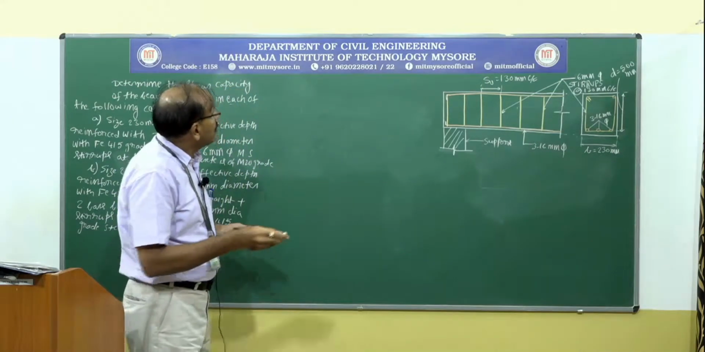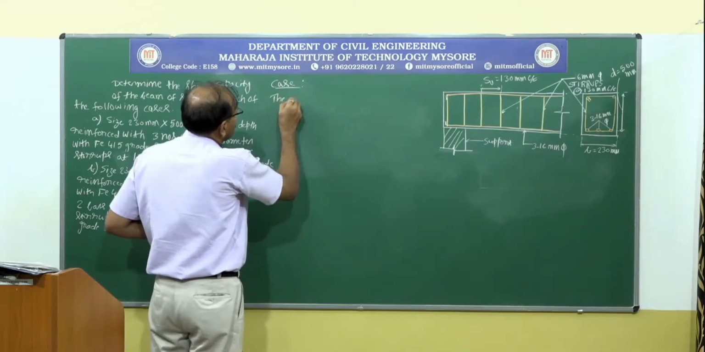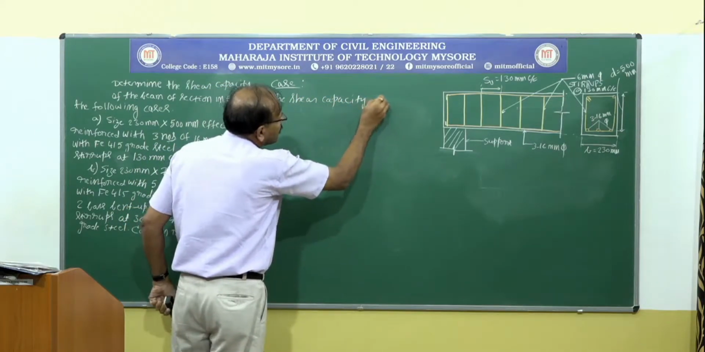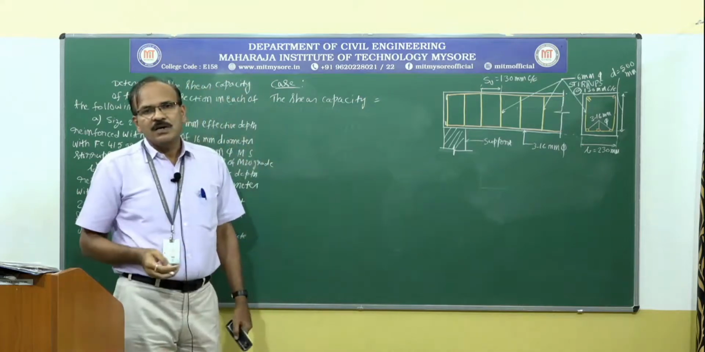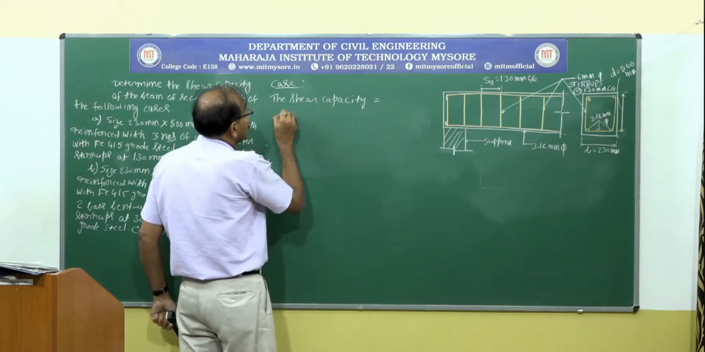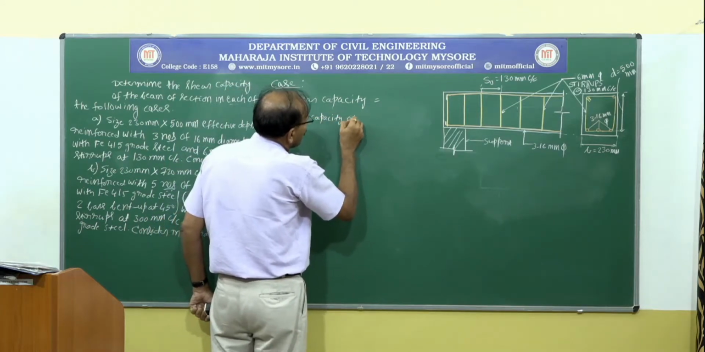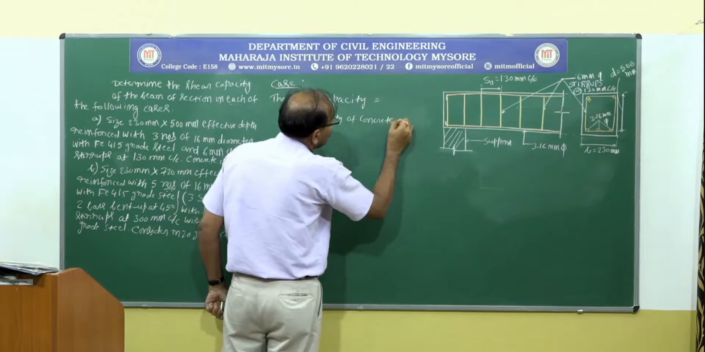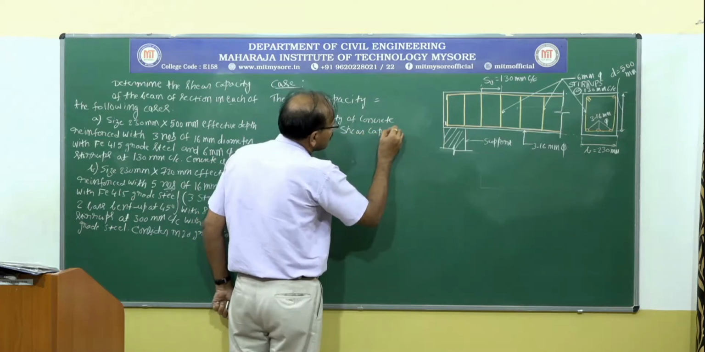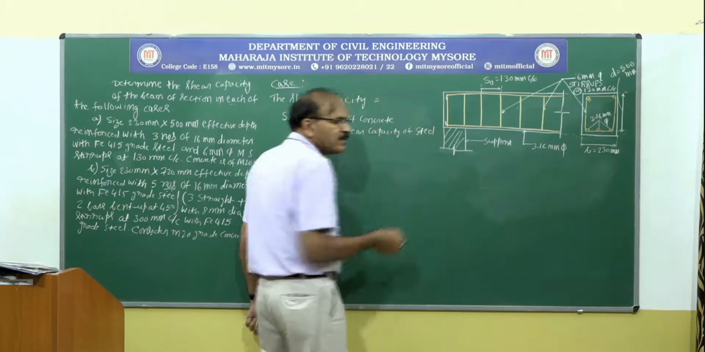Now, what I do is, first I am going to write the shear capacity or the shear strength equal to, that is the total shear capacity, equal to shear capacity of concrete plus shear capacity of steel. Here it is tension steel.